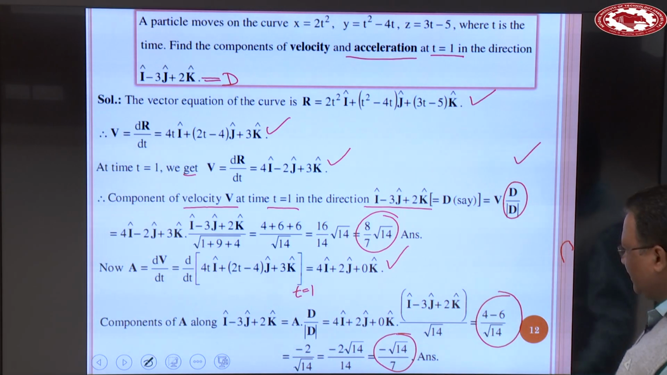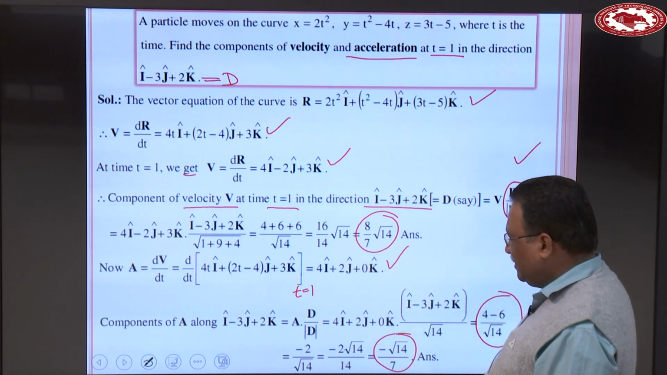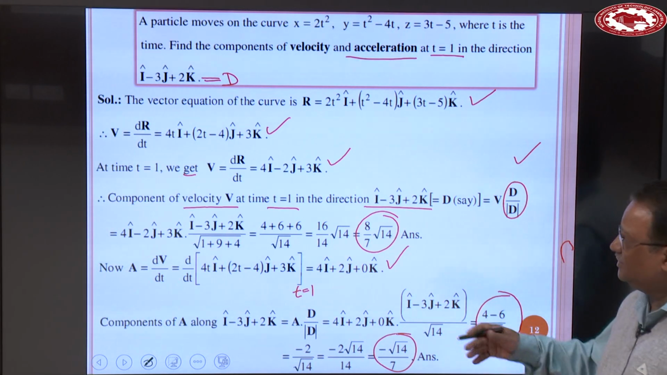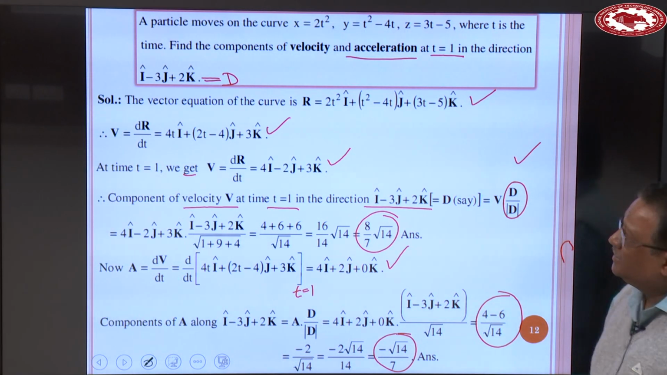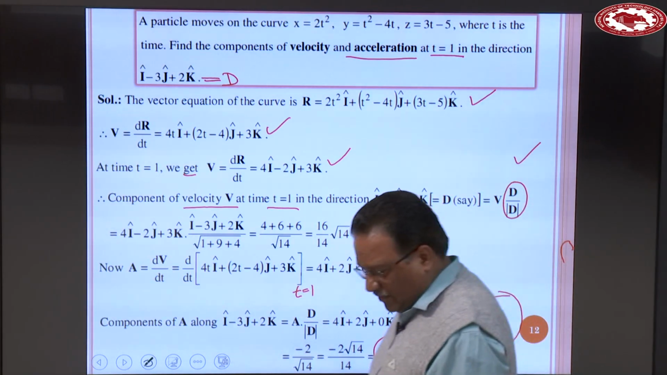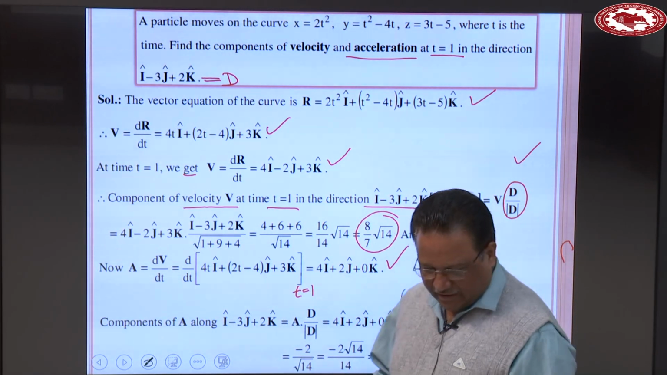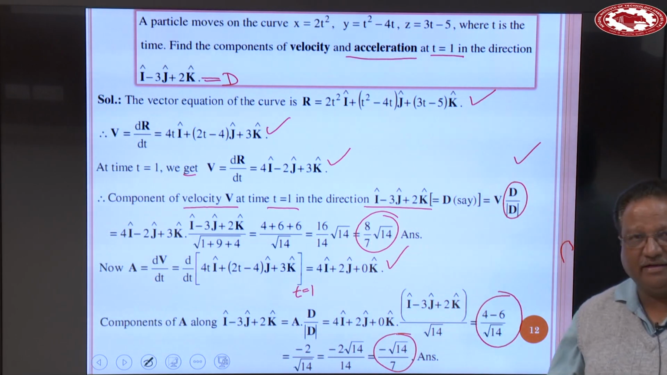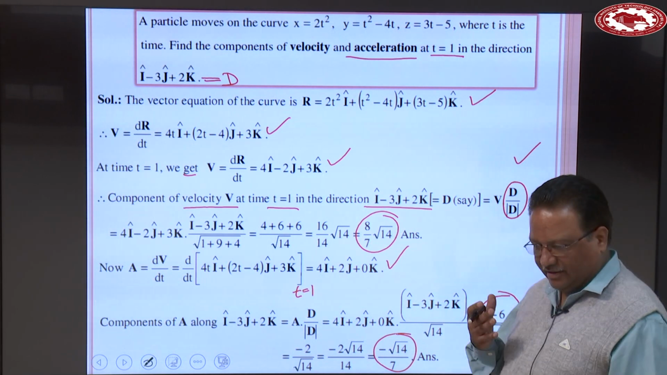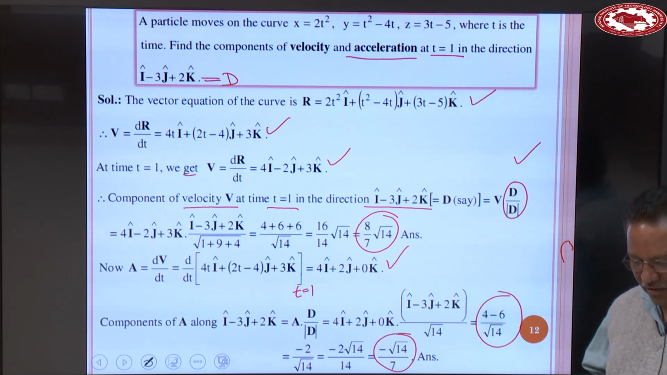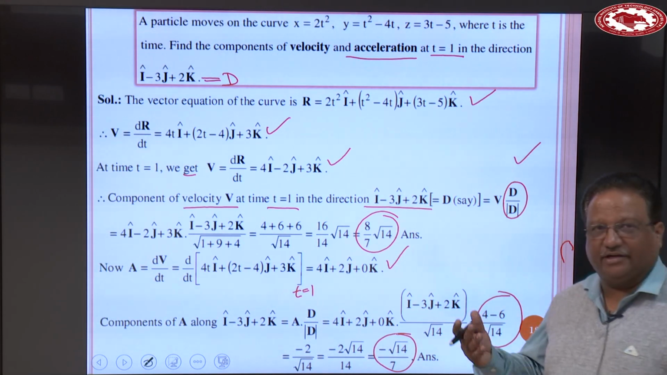Okay. So, in this way you can evaluate these types of problems. Specifically when vector equation is given and velocity and acceleration we have to evaluate at any time t or in any direction d. Okay.